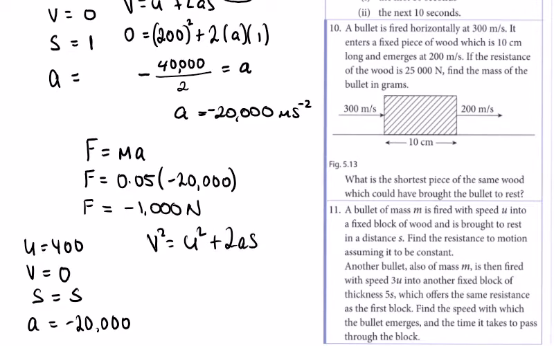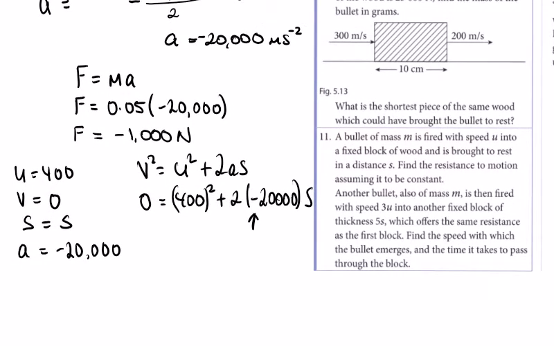We're looking for s. So v squared, it stops, is equal to 400 squared this time, plus twice, minus 20,000 by s. If we didn't have a minus here, we'd have a positive or a negative distance. So we're going to have to divide 16 with 4 zeros, 160,000 by 40,000 to get s. So s in this case is going to be 4 meters.